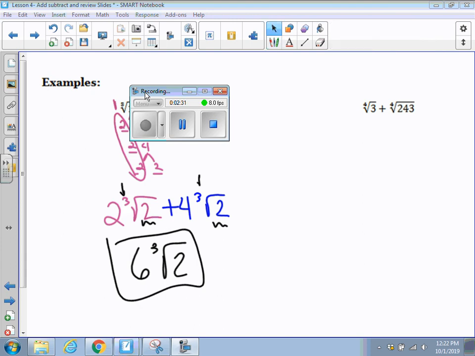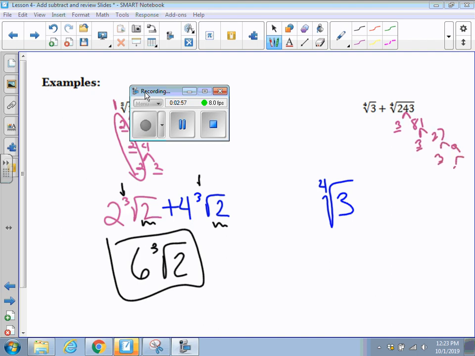My next problem I have is the fourth root of 3 plus the fourth root of 243. So the fourth root of 3 is fine. 3 is a prime number. You can't break that down. So I'm just going to bring the fourth root of 3 straight down. Okay. Now the fourth root of 243. Let's simplify that. So 243 is odd. So divide by 3 and you're left with 81. 81's odd. 3 and 27, 3 and 9, 3 and 3. The rule is groups of 4 of a kind. So I see 4 3's. So a 3 comes out and I'm left with the fourth root of 3.